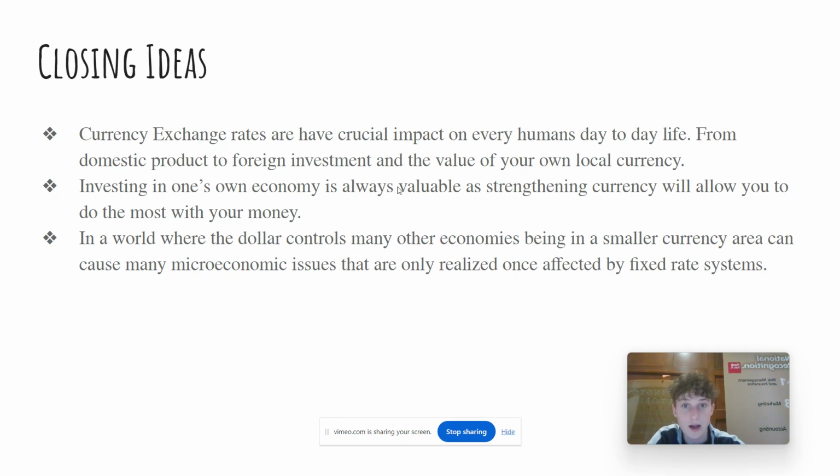Investing in one's own economy is always valuable, as strengthening currency will allow you to do the most with your money. In a world where the dollar controls many other economies, being in a smaller currency area can cause many microeconomic issues that are only realized by one affected in a fixed rate system.